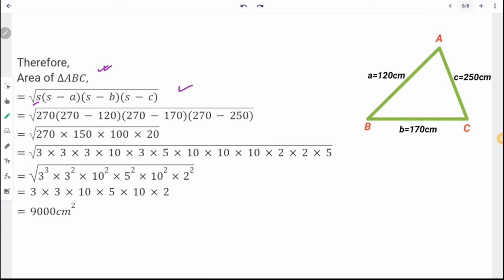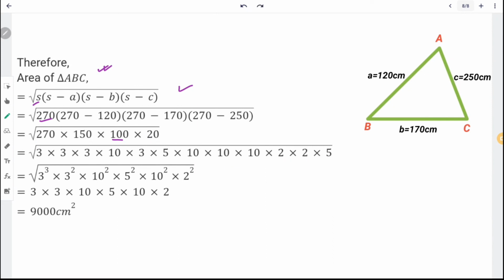Once we are done with that, let's do the subtraction. 270 minus 120 will get 150. 270 minus 170 will get 100. 270 minus 250, we're going to get 20. So now when you look, they are under root, so we'll try to find them in terms of squares, right? So 270 can be written as 3 into 3 into 3 into 10. 3 3s are 9, 9 3s are 27, 27 10s are 270. And let's do the same thing with 150. 3 into 5 into 10. 3 5s are 15, 15 into 10 will get 150, right? And then 100 can simply be written as 10 into 10, and this 20 can be written as 2 2s are 4, 4 5s are 20.